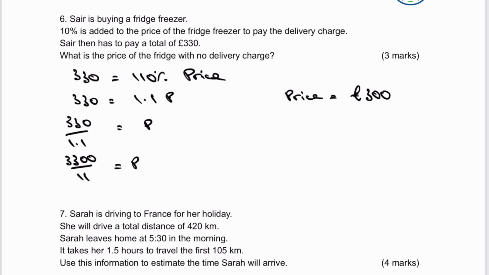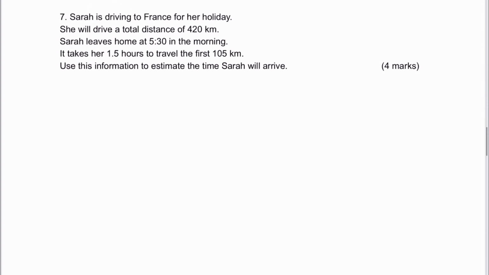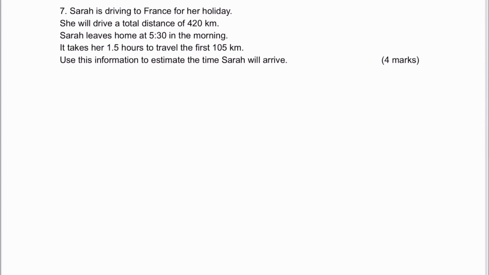Okay, let's move on then to question number 7. This one is 4 marker, so it's going to take a little bit of working through, but basically it's a fairly standard speed, distance, time type question. So she's going to drive a total distance of 420. However, it takes her 1.5 hours to travel the first 105 kilometers, and this is the important bit. So what we can do is work out her average speed using that piece of information. So speed is distance divided by time. Okay, so the distance is going to be 105 kilometers, and then the time it took her was 1.5 hours.